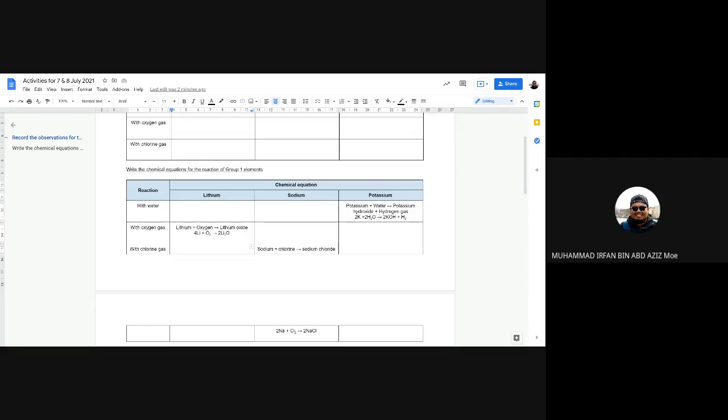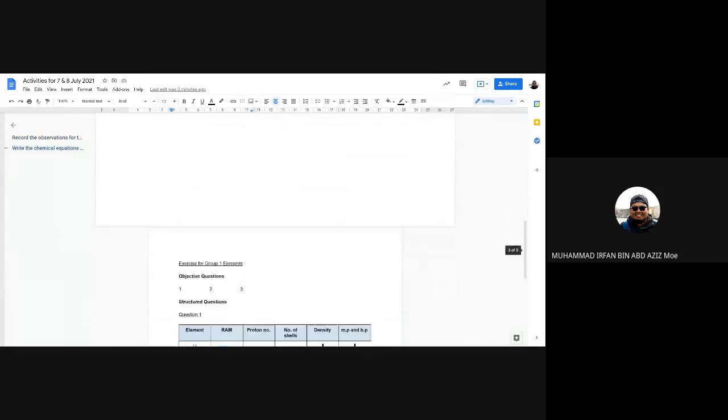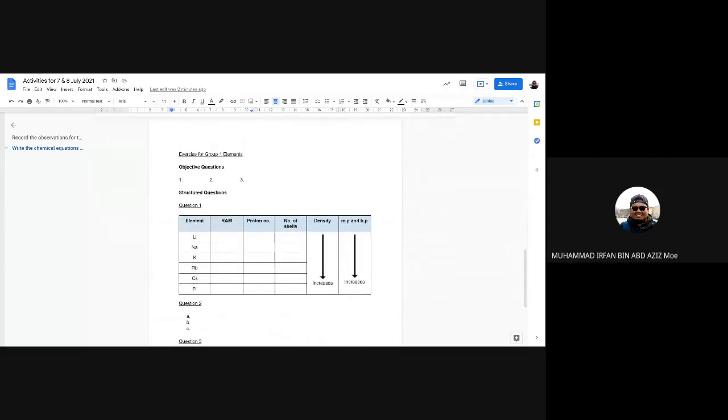Okay, everyone look here. In the template that is already given, you just write the answer A, B, C, D. The questions are in the PDF. This is the template, okay? Just fill in the template. This is the template for the exercise for group A1 elements. You can do it now. We will discuss the objective questions first.